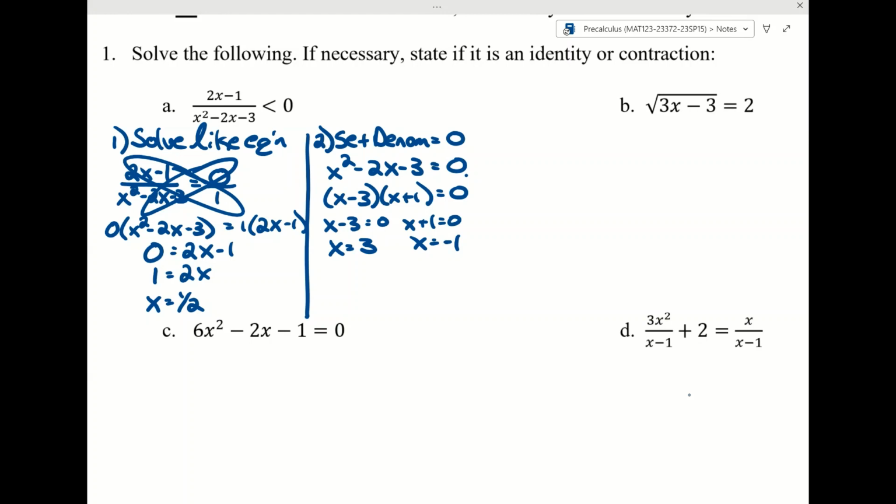So at this point, we have 3 numbers. What we're going to do is we are going to make a number line and then figure out which region of that number line works. So for step 3, we're going to test values on a number line.